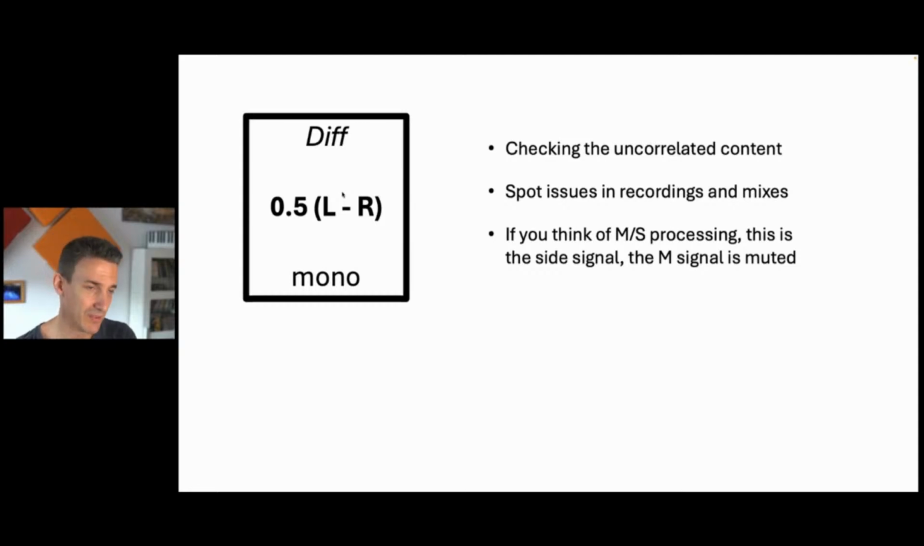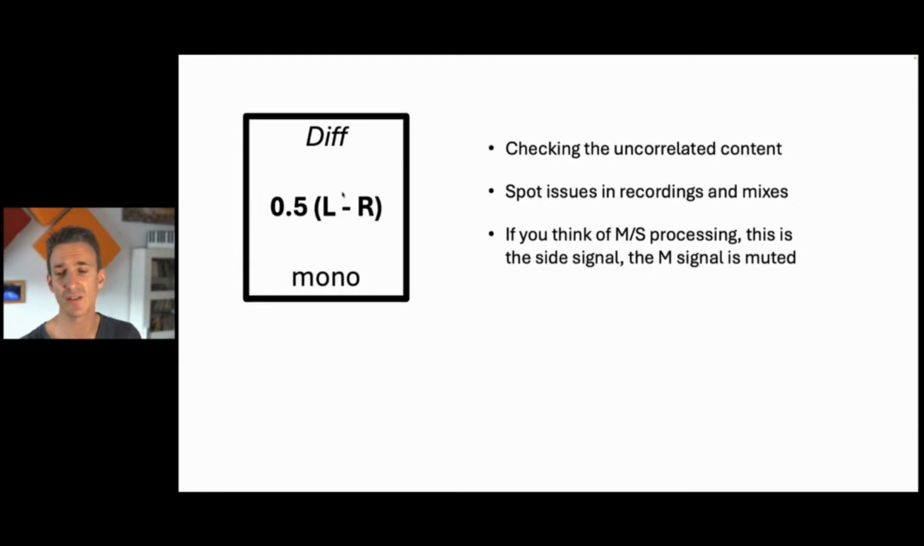So for example, if you listen to a just spoken word recording and you press diff, then it should be gone because this is a mono recording. And this really helps you to spot issues sometimes in recordings and in mixes. And you can also compare it with, I think some of you might be familiar with MS recording, where you have a mid signal and a side signal. And this diff button shows you the side signal only.